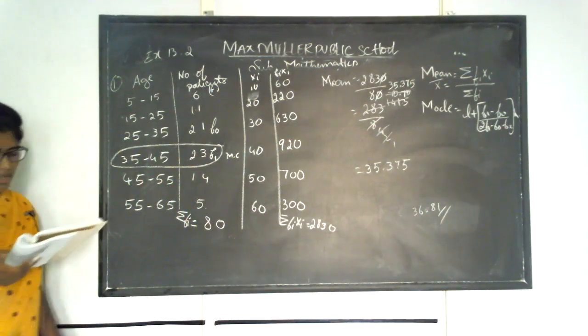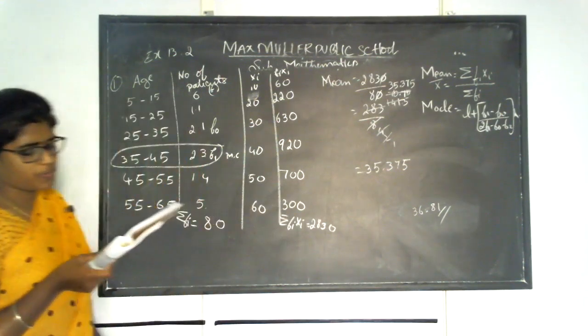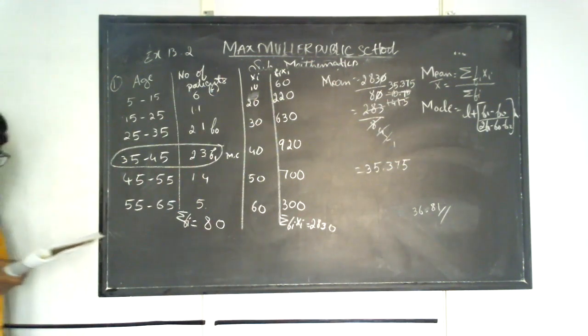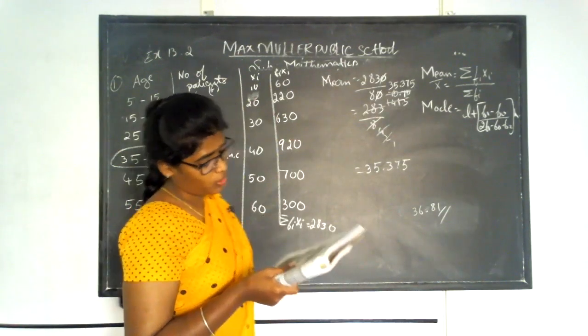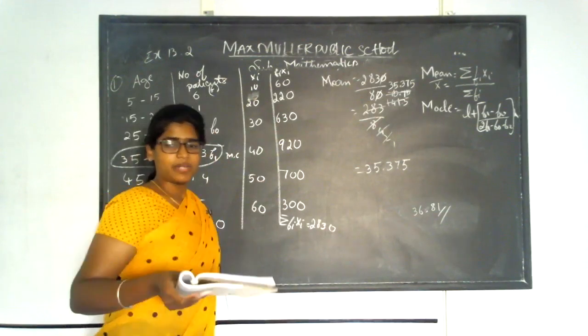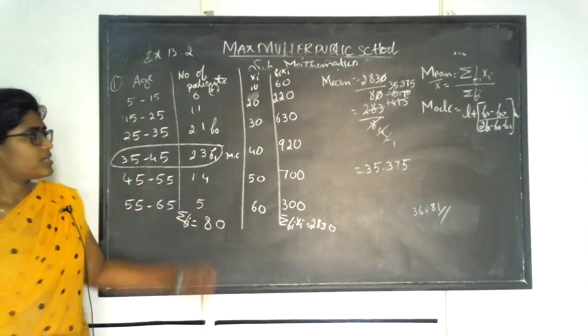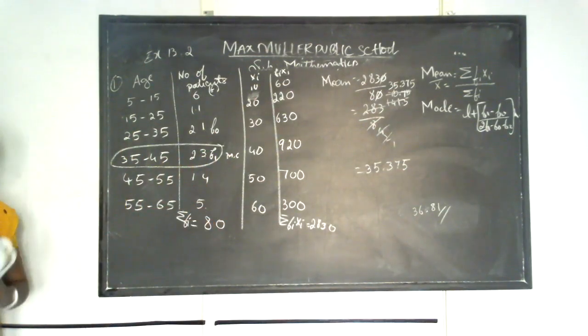Do it as homework. Then third question: the following data gives the distribution of the total monthly household expenditure of 200 families in a village. Find the modal monthly expenditure of the family and also find the mean monthly expenditure of the family. You need to find out the mode and the mean. Just now I have done it, like that only you are going to do. That also you take as homework.